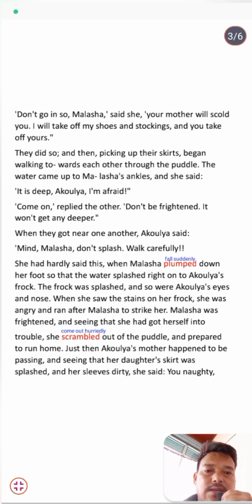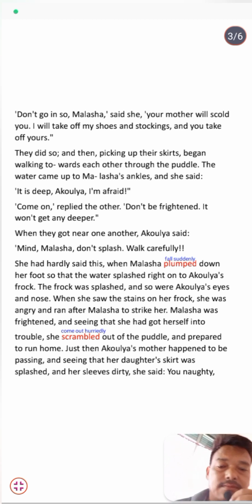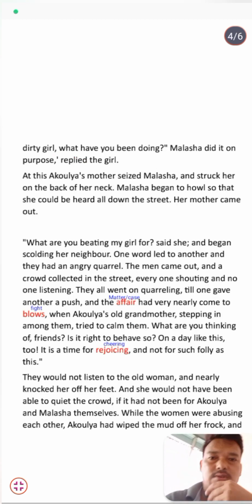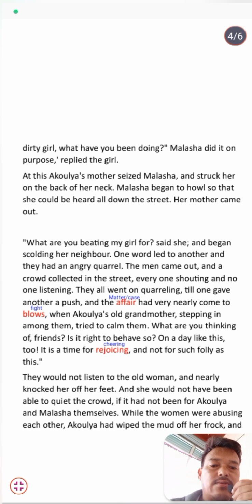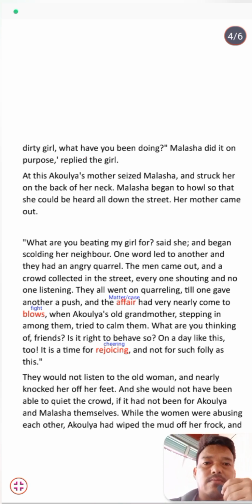during that time, Alokya's mother was passing from there, and she saw that her daughter's skirt was not clean and was splashed with water, and the sleeves were dirty. She said, "You naughty, dirty girl." Then she shouted at both of them, "Dirty girls, what are you doing, how did it happen?" "Malasha did it on purpose," replied the girl.